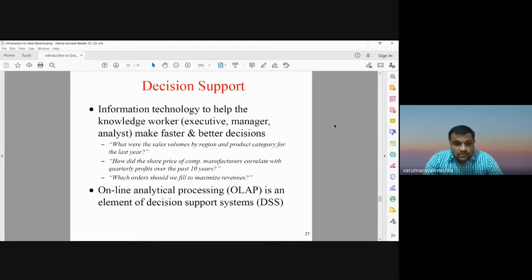And what were the sales volume by region and product category for the last year? How did the share price of the company manufacturer correlate with the quarterly profiles, and which orders should be fed to maximize the revenue?